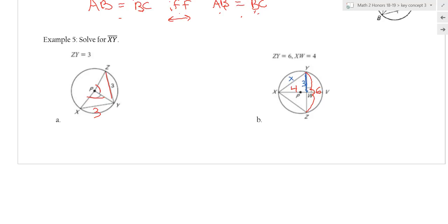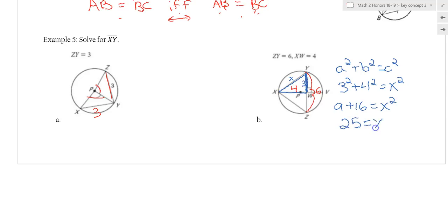We're solving for x. A squared plus b squared equals c squared. 3 squared plus 4 squared equals x squared, right? Because this is the right triangle here. 9 plus 16 equals x squared. 25 equals x squared. So x equals 5.